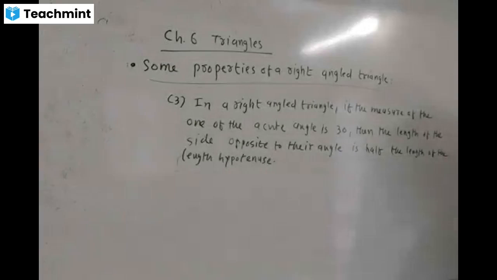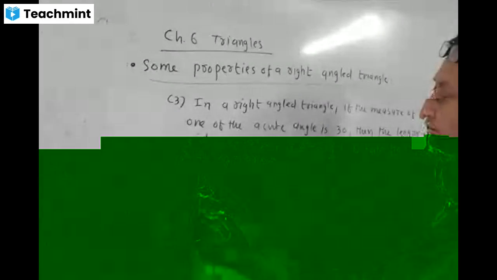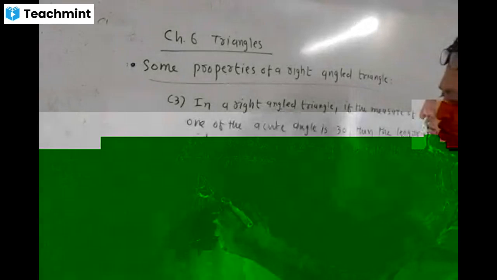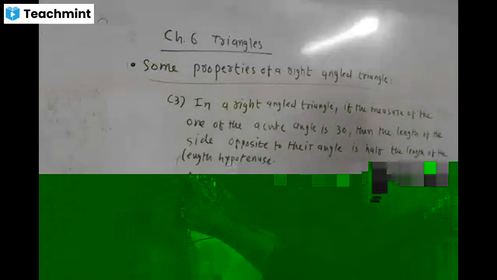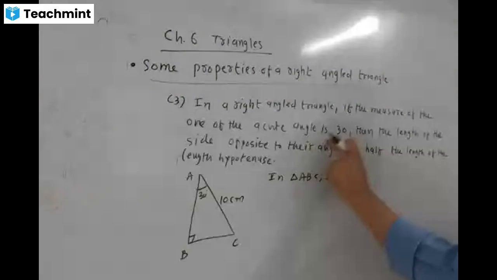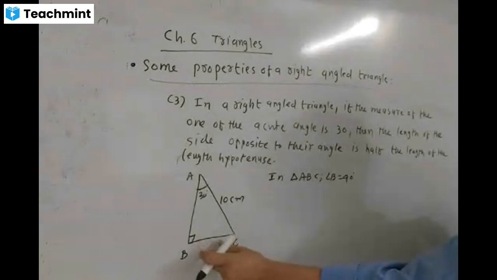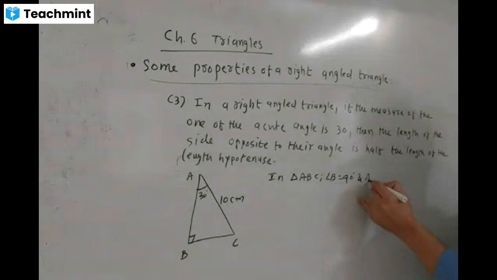In a right angle triangle ABC, angle B is equal to 90 degrees and angle A is equal to 30 degrees. Suppose the length of AC is equal to 10 centimeter. If one of the acute angles is 30, then the length of the side opposite to that angle, which is BC, is half the length of the hypotenuse, and AC is equal to 10 centimeter.